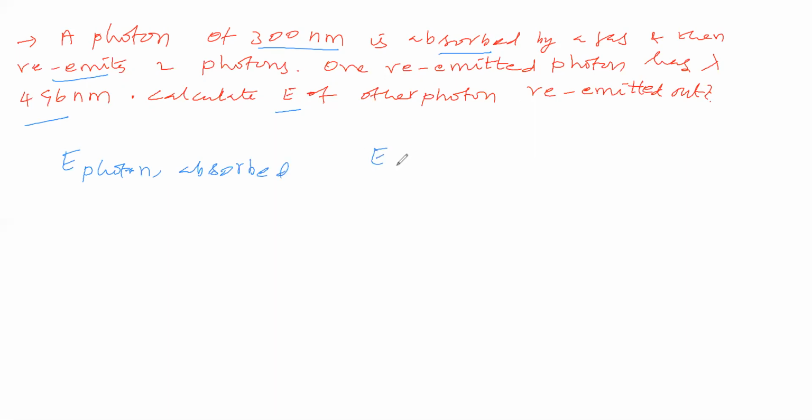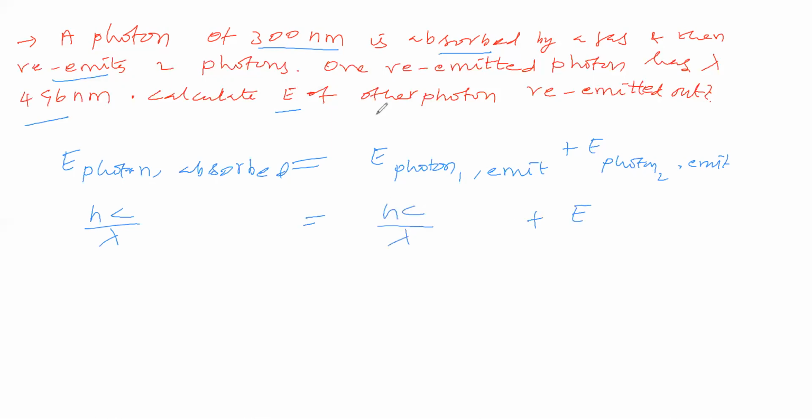Then energy of photon 1 emitted plus energy of photon 2 emitted. So emitted energy is equal to observed energy. Observed photon energy is equal to emitted photons energy. Observed photon means hc by lambda, here hc by lambda, here also hc by lambda. This energy we have to find, the energy of the other photon re-emitted.